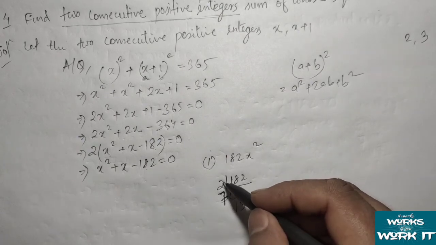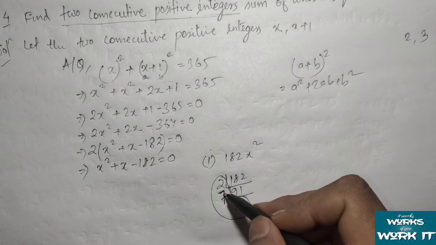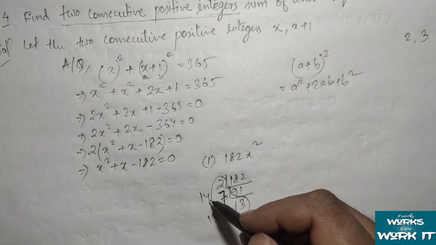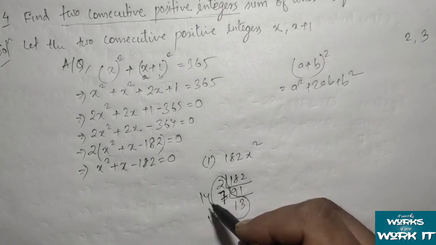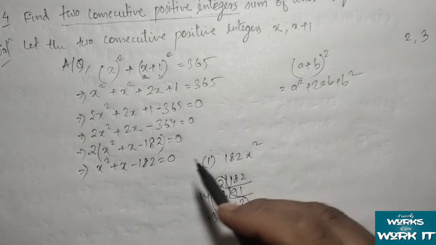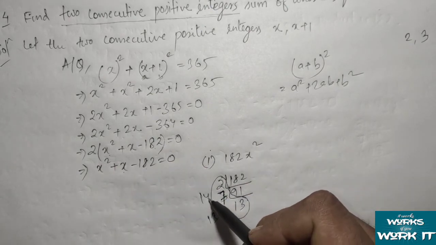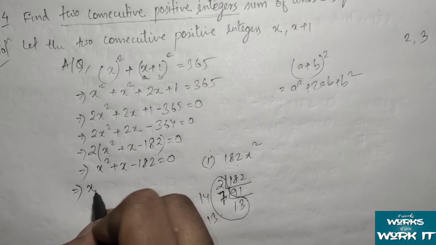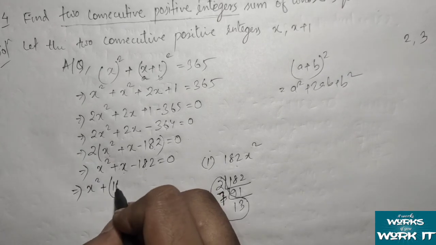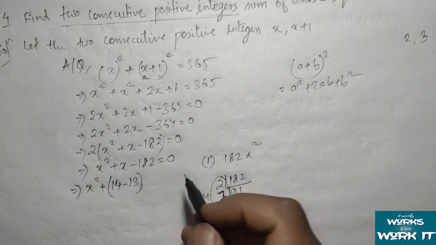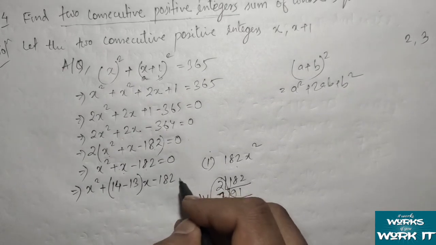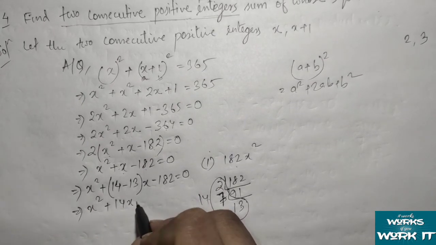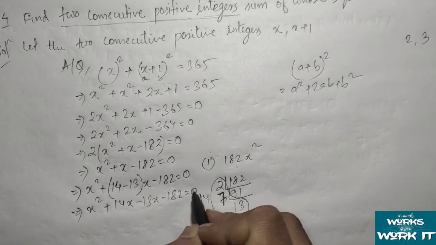Okay, so we need two numbers. From these three numbers we can make two numbers. So 2 into 7 will give us 14, and 13 itself is there. Now if I do subtraction, 14 minus 13, it will give us the middle term, that is 1x. Multiplying 14 and 13 will give us 182. Okay, let's use these two numbers. So x square plus 14x minus 13x minus 182 equal to 0.